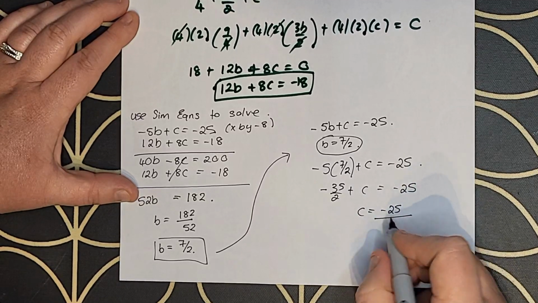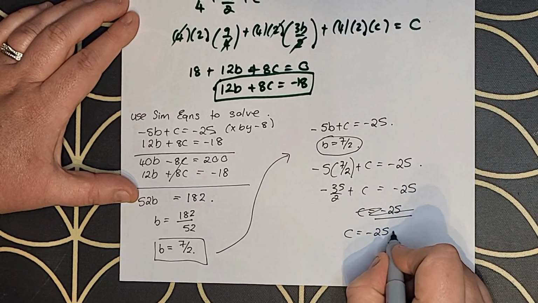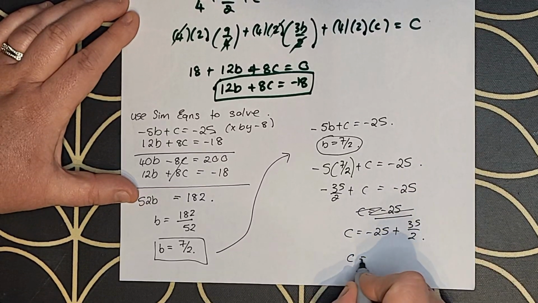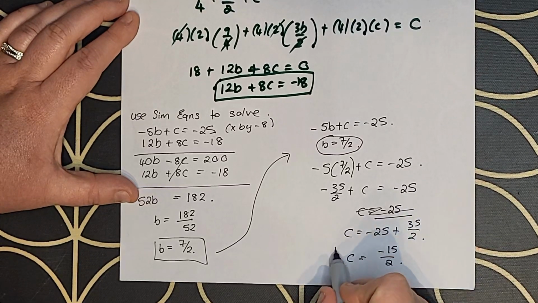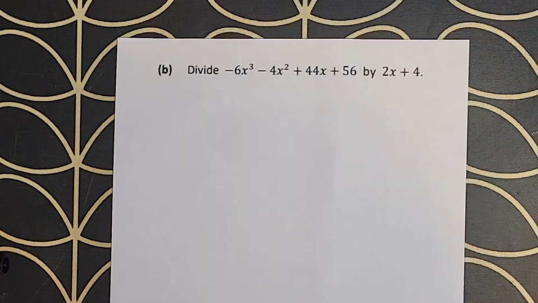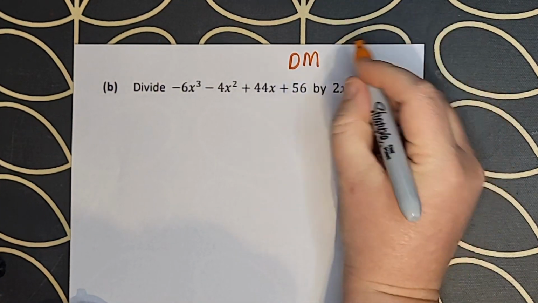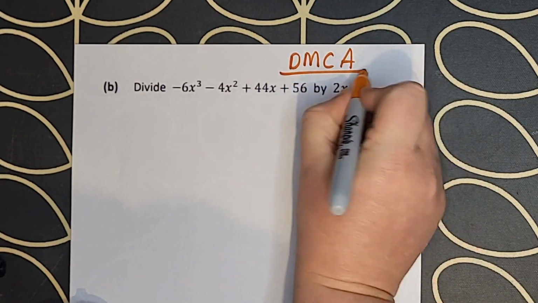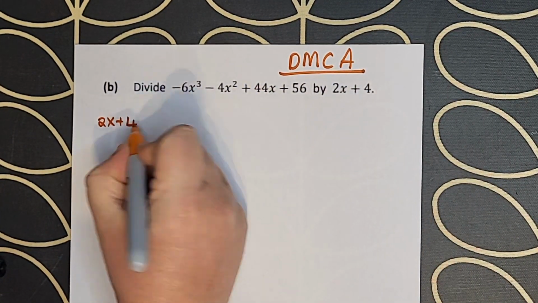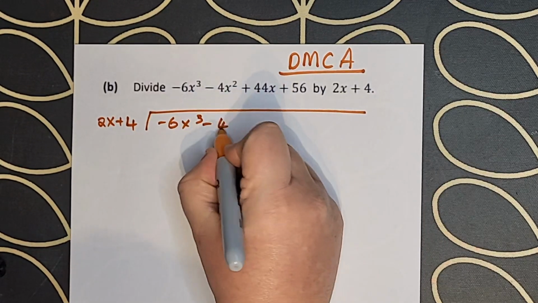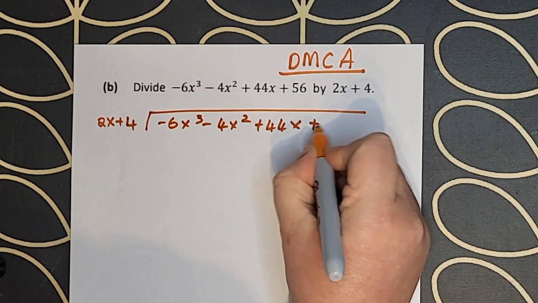This is a nice question, a very common question as well in Leaving Cert Higher Level Algebra, because we're dealing with roots and solutions and factor style questions. Moving on to part B then, we are asked to simply divide a cubic by a linear expression. DMCA stands for divide, multiply, change the signs and add, and that's the way I go about it.